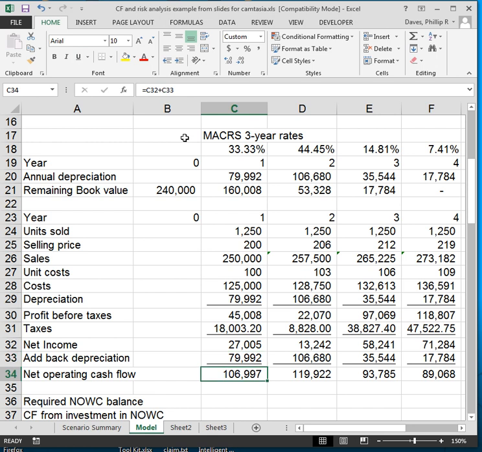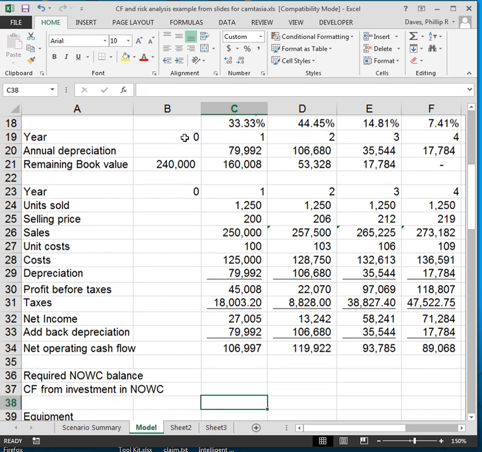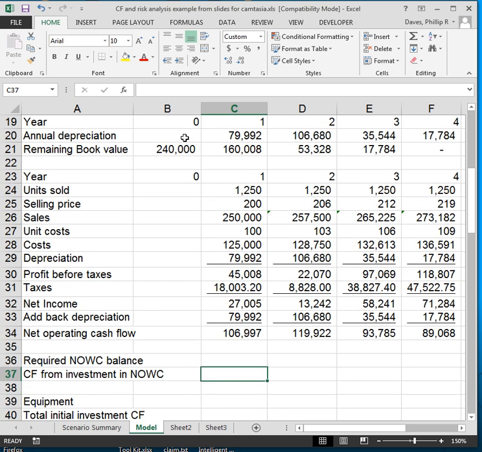All right, so this is really important. You have to add back in depreciation. Now let's go to the net operating working capital.